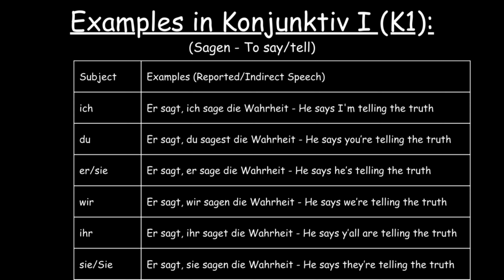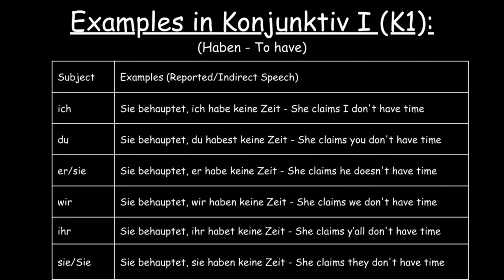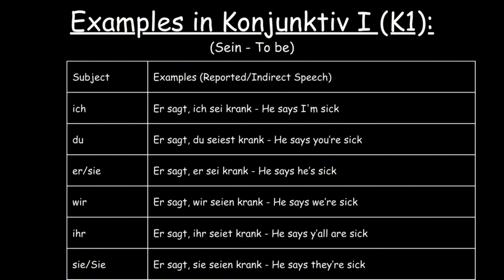Let's use the verb sagen. As you can see, sagen in this context is regular, so the pattern is very clear. Now, let's see haben. In this case, haben shows a clear Konjunktiv 1, especially in du and ihr. Now, let's see sein, which is the most common verb in indirect speech. This one really shows the unique form of Konjunktiv 1, and it's why sein is used a lot. This is how the first subjunctive, Konjunktiv 1, works in German.